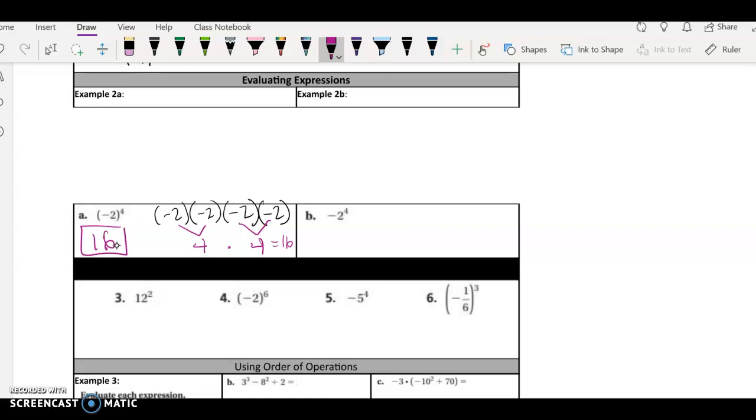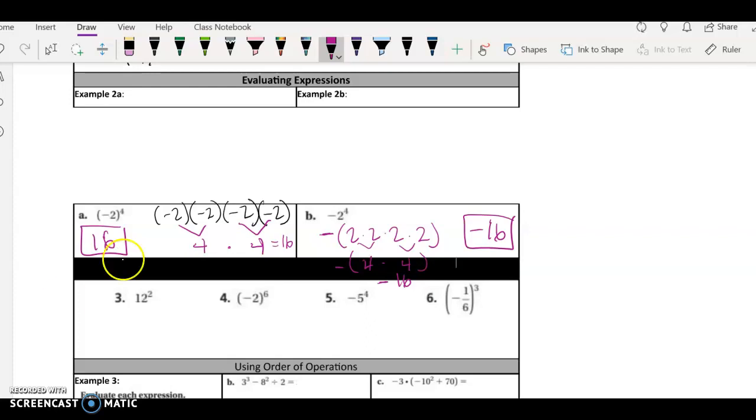So we're going to do that again, only this time you see how it's not in parentheses. So this is saying that we have negative on the outside, and it's just the 2 that's being multiplied 4 times. So 2 times 2, we have 4. 2 times 2 is 4. So this is saying we have negative 4 times 4 is 16. So this answer is negative 16.